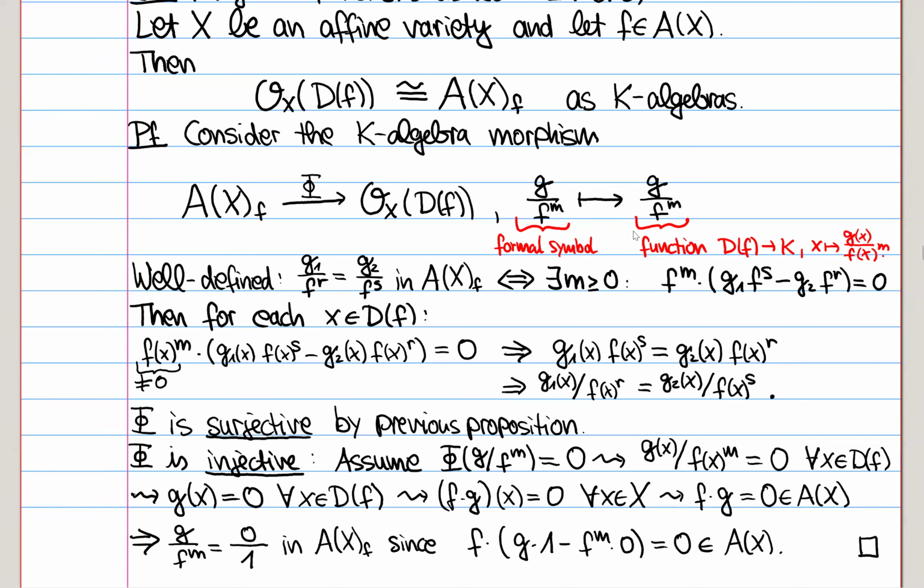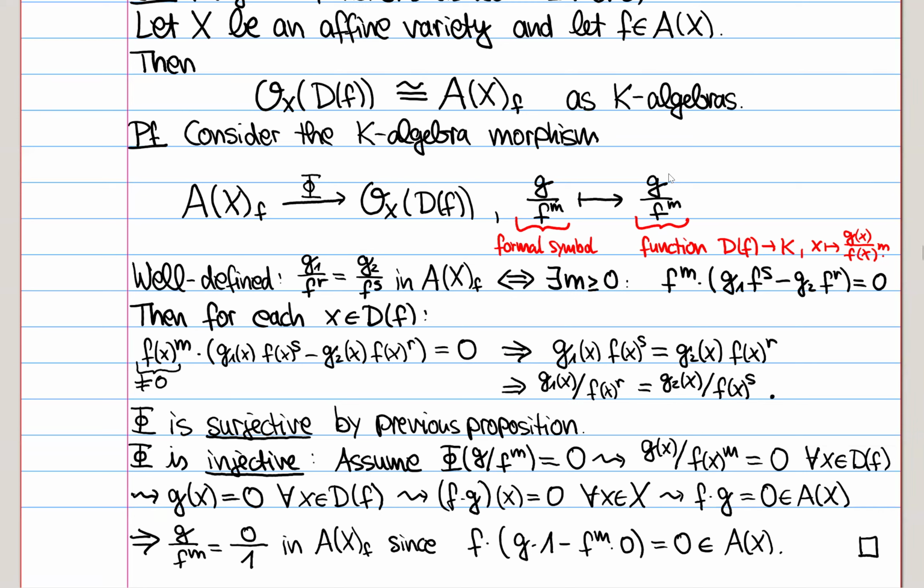And now we want to show this is a bijection, so we just show it's surjective and injective. Surjectivity, in principle, is a hard result, but this is exactly the previous proposition. This said that all the functions here can be written as such quotients. Okay, so that was already done. And so we only need to check that it's injective.